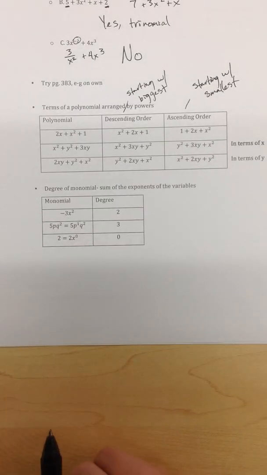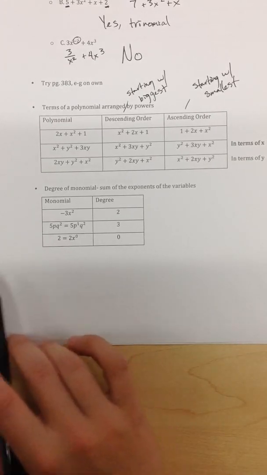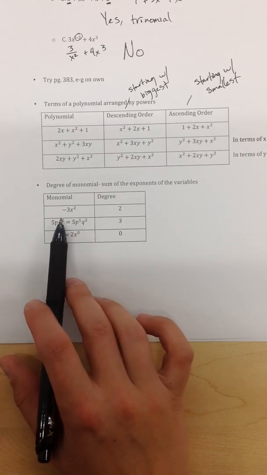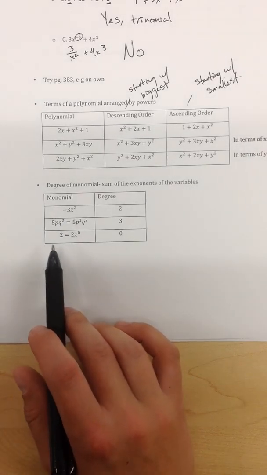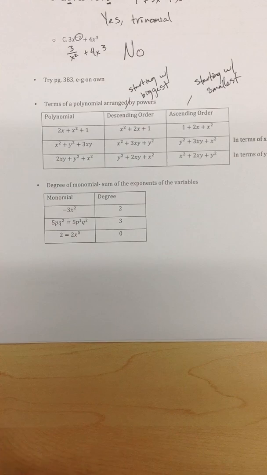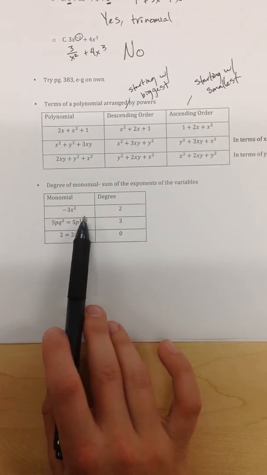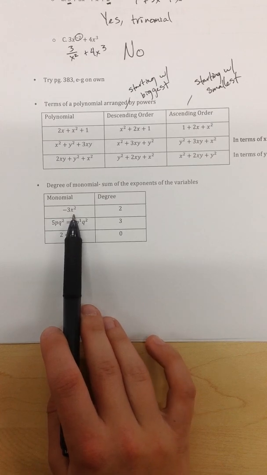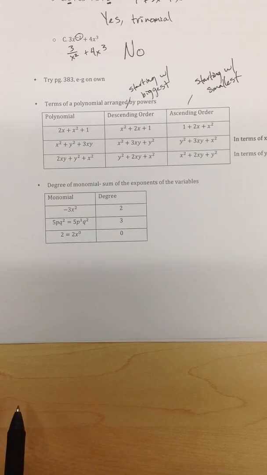Next thing we've got here is degree of a monomial. So the degree of a monomial is the sum of the exponents of the variables. Okay, so we've got a monomial here, like negative 3x squared. So what we do is we add together all of the exponents, and that's our degree. So here, the only exponent would be x to the power of 2, so our degree is 2.